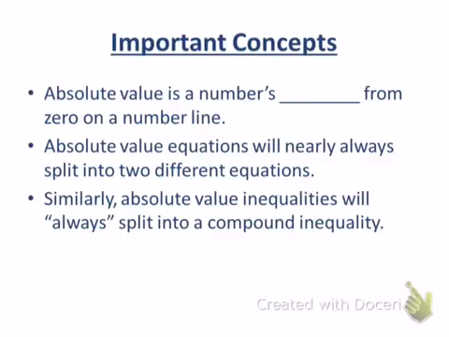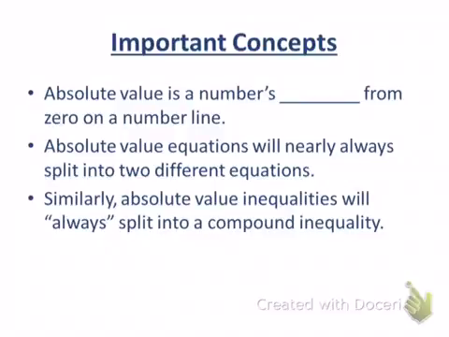Absolute value is a number's distance from zero. Absolute value equations will nearly always split into two different equations. When do they not split into two different equations? When it's equal to a negative number, it has no solutions. And you have to recognize that at the beginning and not split it into two different equations. And there's one other time that it doesn't split into two equations. If it's equal to 0, there's only one number that has an absolute value of 0, so we don't have to split that one into two equations.